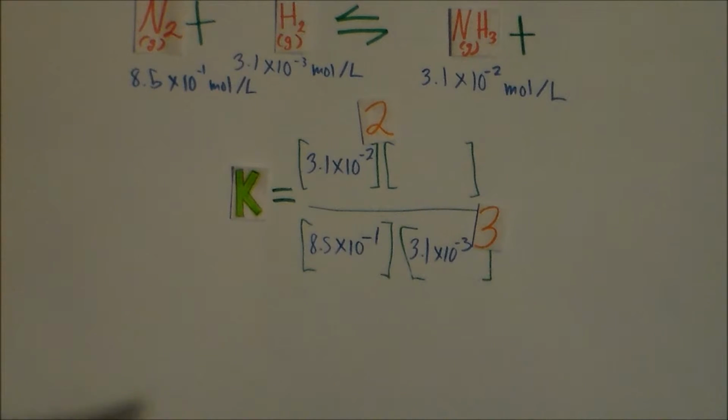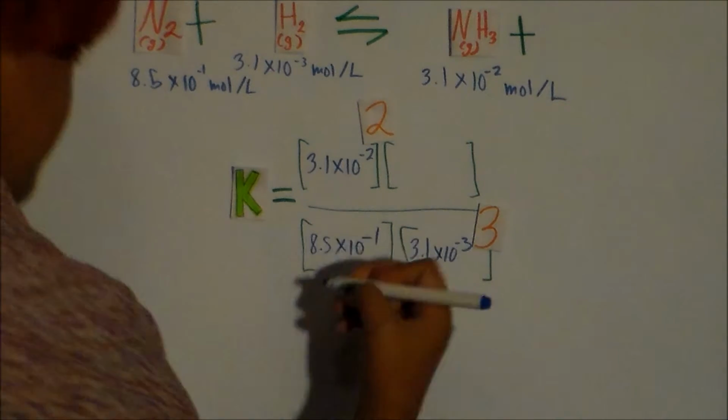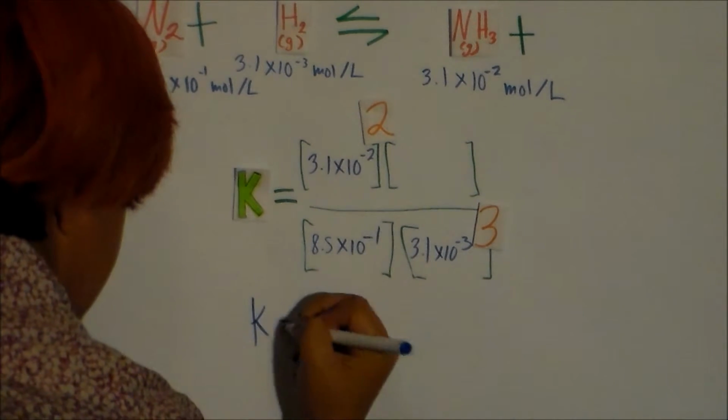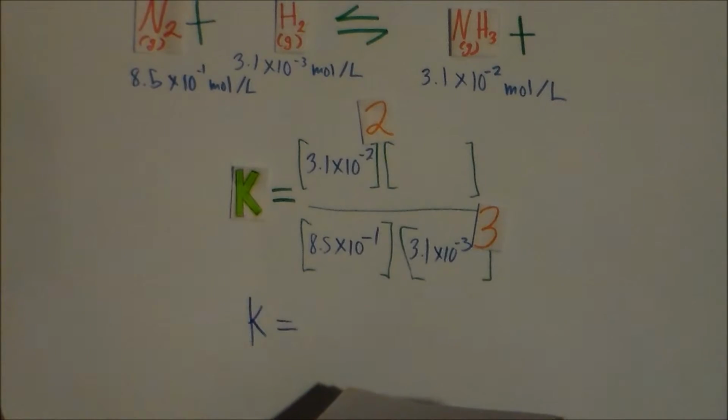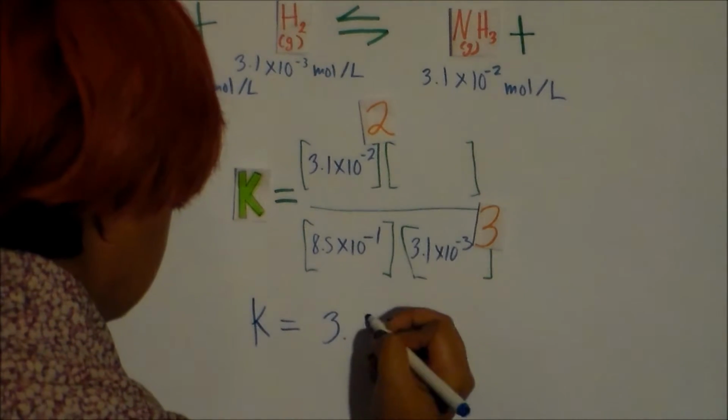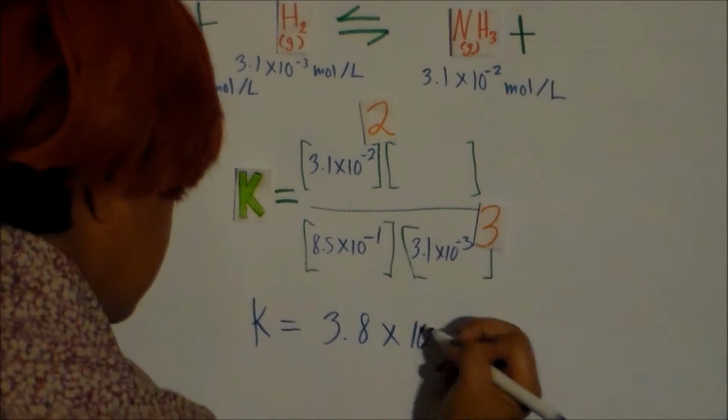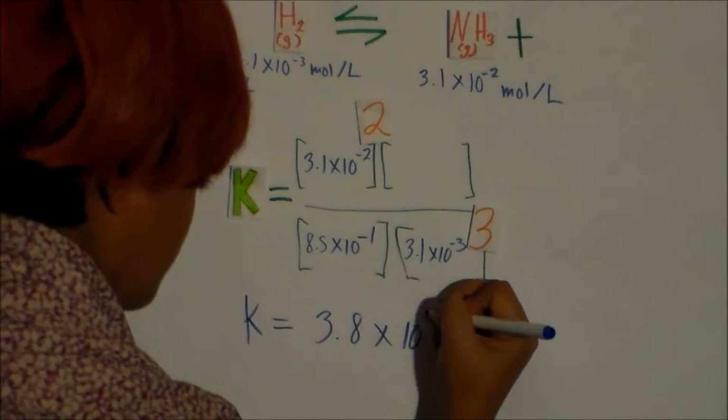Now if you were to take out your calculator and put that all together, you would find K would equal 3.8 times 10 to the fourth power.